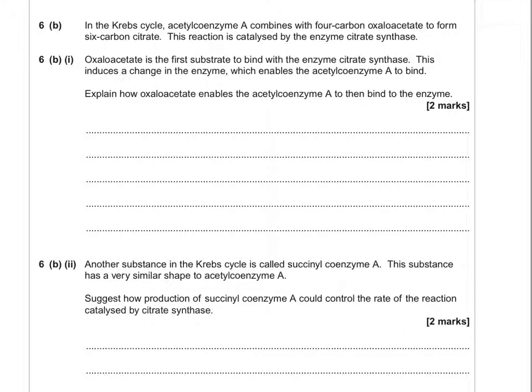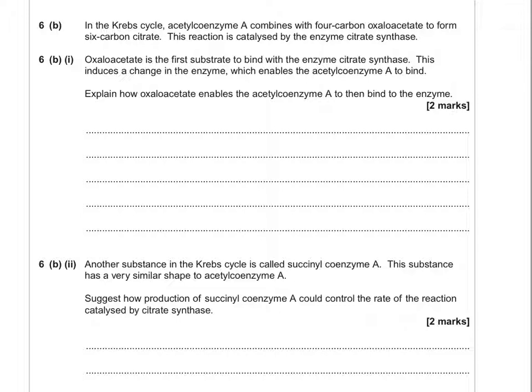6B, they give you quite a bit of information in the stem of the question, and they're talking about the fact that the reaction between acetyl coenzyme A and oxaloacetate to form 6-carbon citrate is enzyme related. So it's talking about enzymes here more than anything, and it's asking mainly how does it enable acetyl coenzyme A to then bind to the enzyme.